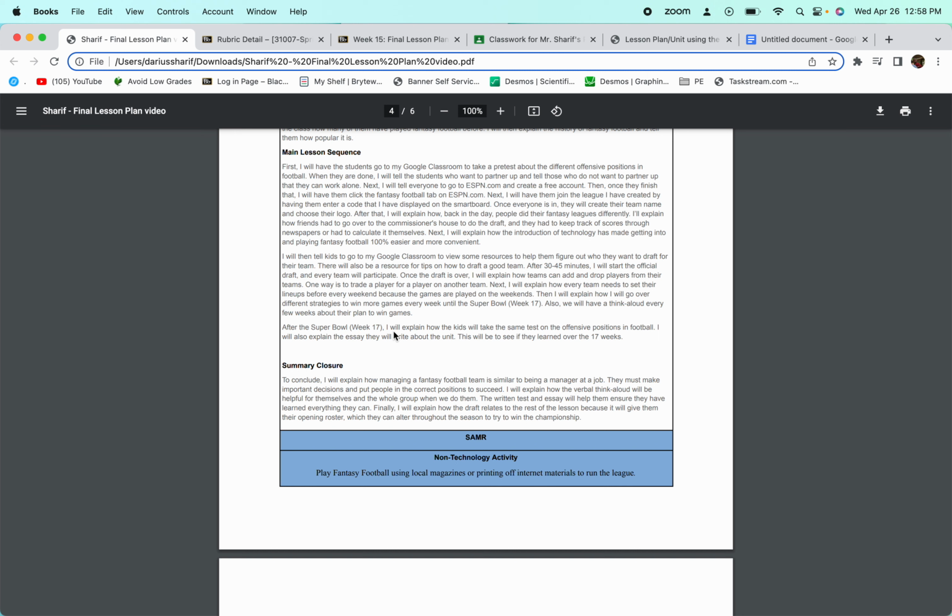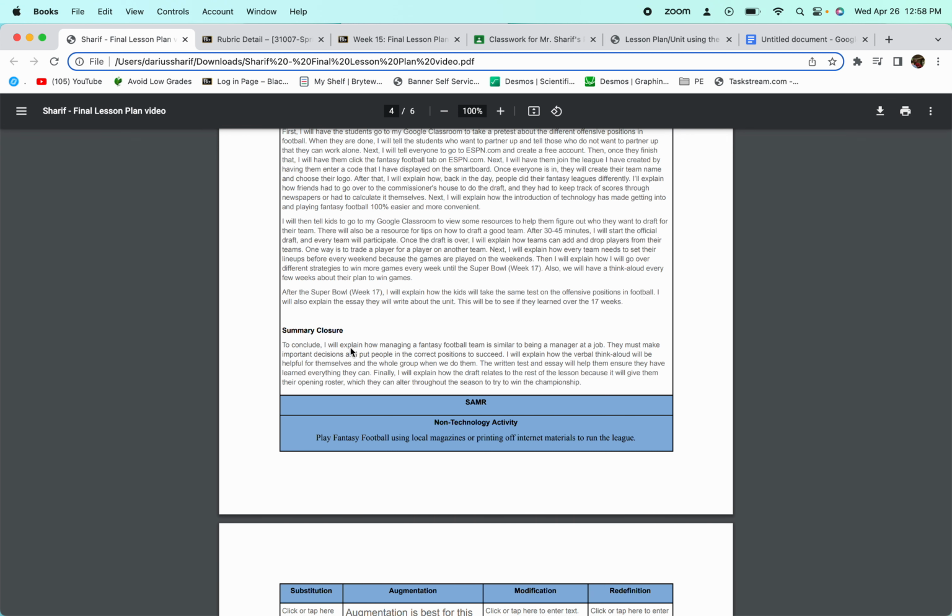About what they're learning. Then for my closure, I basically talk about how fantasy football will help them in the real world. I compared it to being a manager at a job because they must make important decisions and put people in the right positions to succeed. I also explain how the verbal think aloud would be helpful for themselves and as the whole group when we do them. And then the written test and essay will help them ensure that they have learned everything they could throughout the lesson.